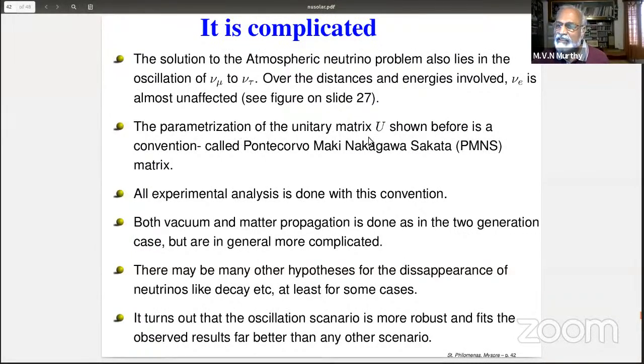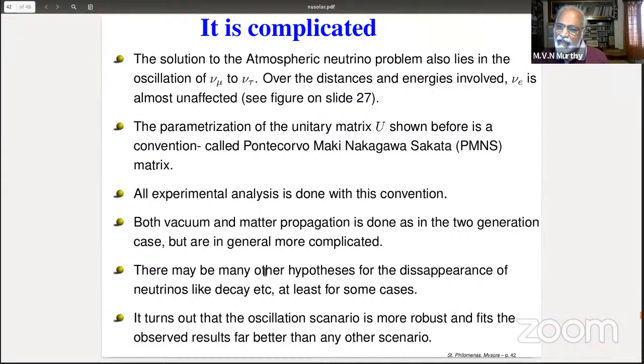The parameterization of this unitary matrix shown above is a convention. It's a standard parameterization called the Pontecorvo, Maki, Nakagawa, and Sakata mixing matrix. Pontecorvo is the one who talked about neutrino oscillations in the very beginning, a person who has made extraordinary contributions to this field. All experimental analysis is done with this convention, both for solar neutrinos and atmospheric neutrinos or any other neutrino source. In fact, you will see that Professor Amol Dighe will talk about this in the case of supernova neutrinos. Both vacuum and matter propagation is done as in the two-generation case, but is in general more complicated.